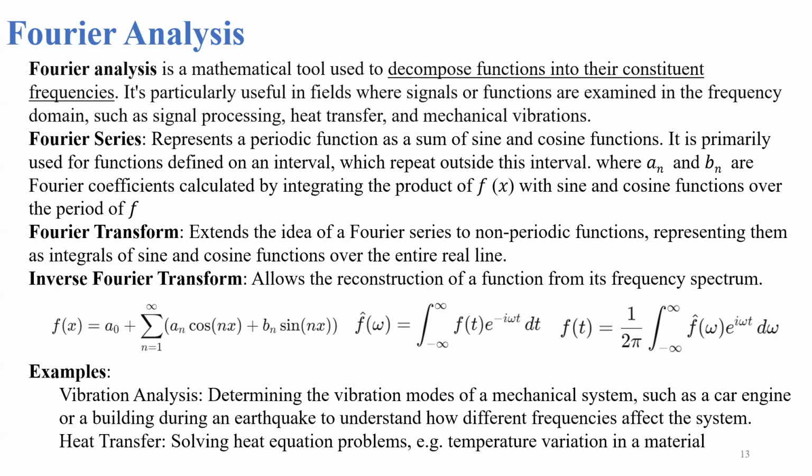A Fourier series represents a periodic function as a sum of sine and cosine functions. It is primarily used for a function defined on an interval which repeats outside this interval. Suppose we have a function f(x) with a0, plus a_n cosine and b_n sine terms, which are periodic functions, where a and b and other Fourier coefficients are calculated by integrating the product of f with sine and cosine over the period of f.